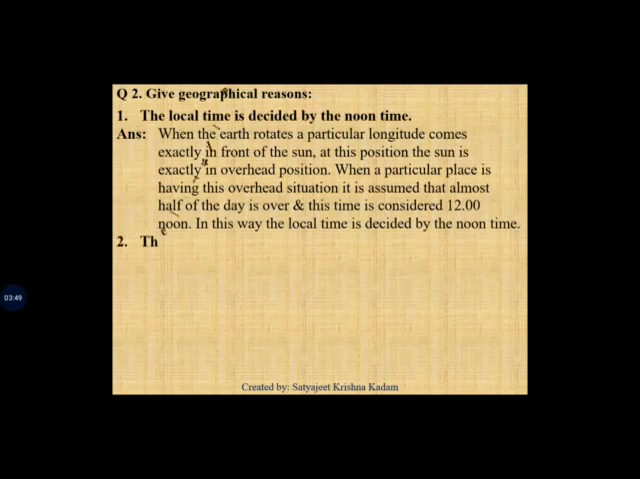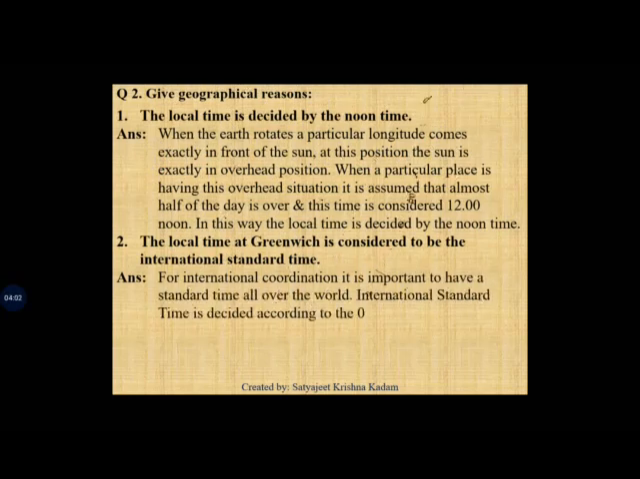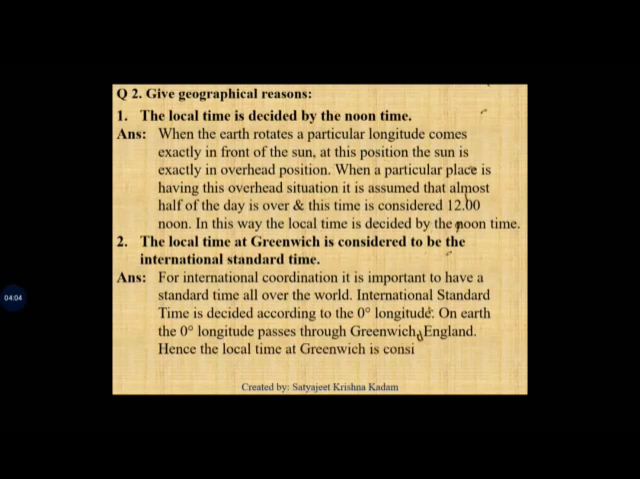Next, the local time at Greenwich is considered to be the international standard time. Answer, for international coordination, it is important to have a standard time all over the world. International standard time is decided according to the 0 degree longitude. On Earth, the 0 degree longitude passes through Greenwich, England. Hence, the local time at Greenwich is considered to be the international standard time.